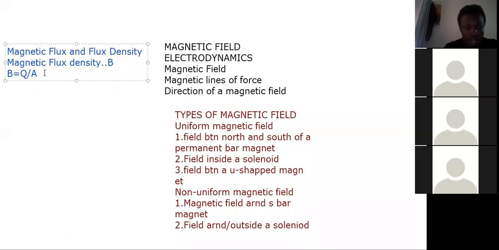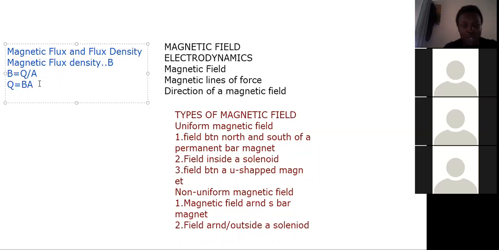So in that case, we can say that psi is equal to B times A. So we can say that magnetic flux, which is the magnetic lines of force drawn to represent a magnetic field, can also be calculated as the magnetic flux density times the area.